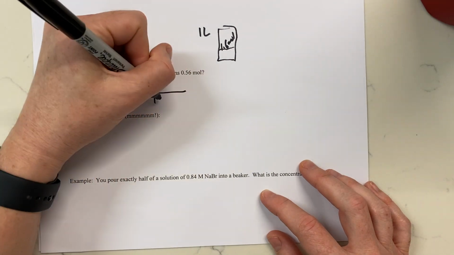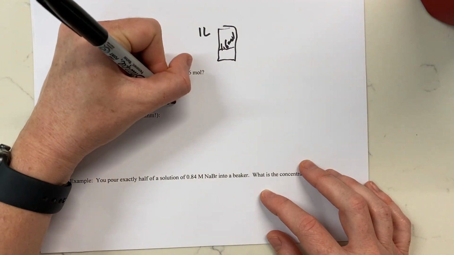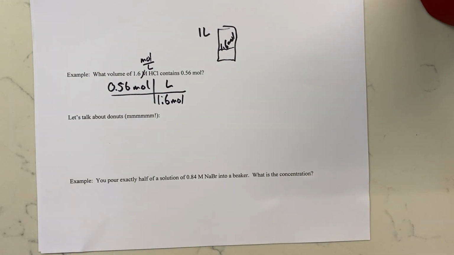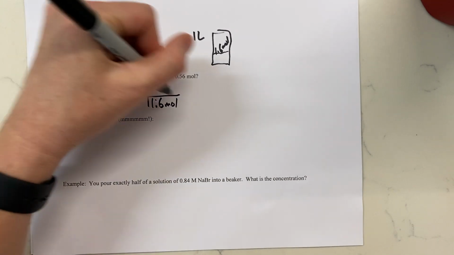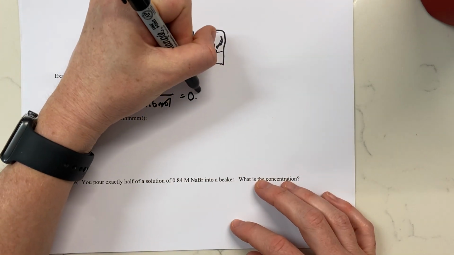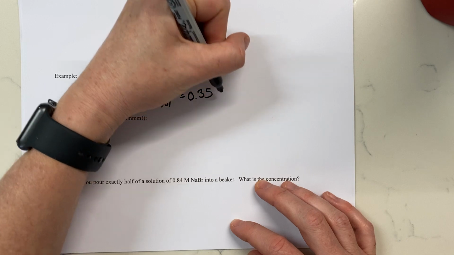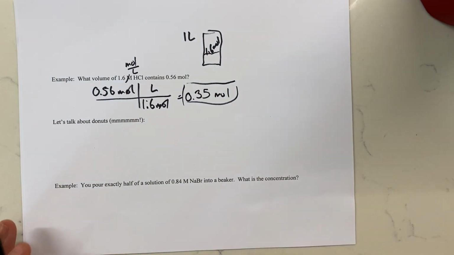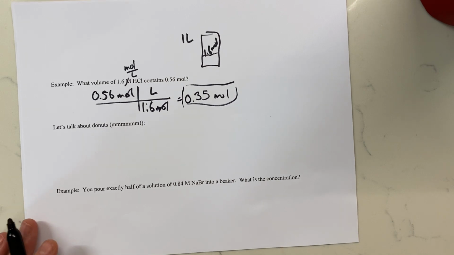And we know that there are 1.6 mole in a liter. It's asking for volume. So our moles cancel, we're left with liters. That's a unit of volume. And I get 0.35 mole as my answer.